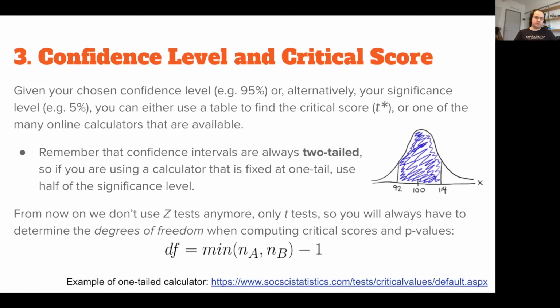You just have to know your degrees of freedom. So you will always have to use it in order to get a t star, a critical score, because like I said, the distribution changes based on how many degrees of freedom you have. Different degrees of freedom will give you different critical scores. We talked about it last lecture: when you have just one sample, the degrees of freedom are simply the sample size minus one.